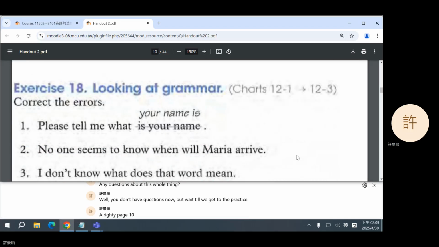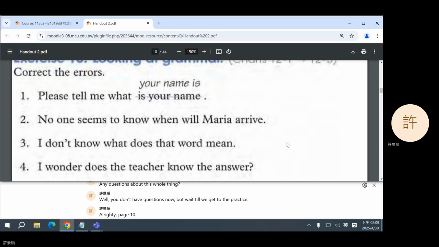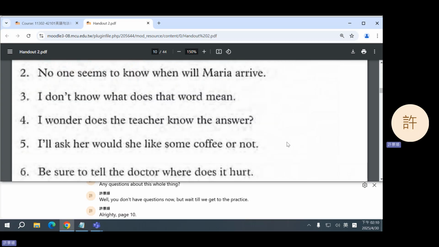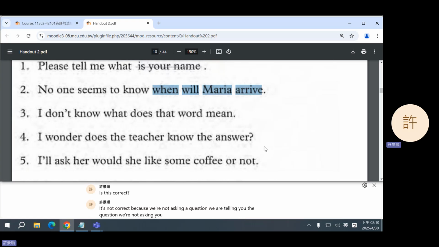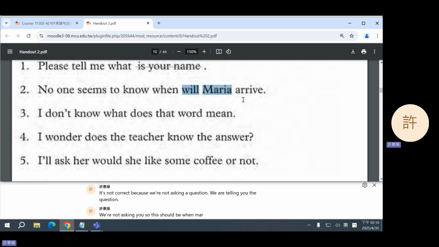Alrighty, page 10. Correct all of the mistakes that you can find. Let's do this one together. Number 2, no one seems to know when will Maria arrive. Is this correct? It's not correct because we're not asking a question. We are telling you the question. We're not asking you. So this should be when Maria will arrive. It's an indirect question.